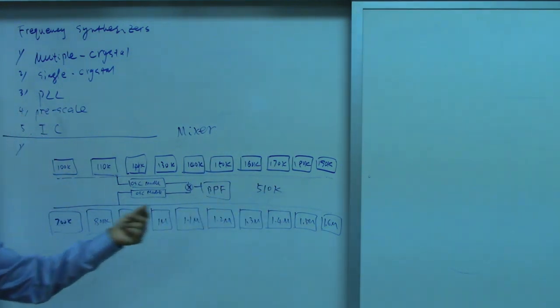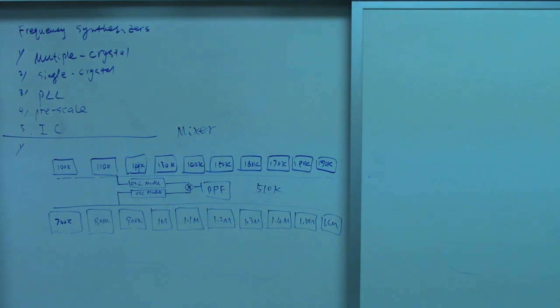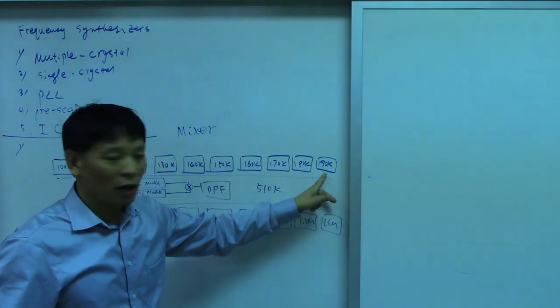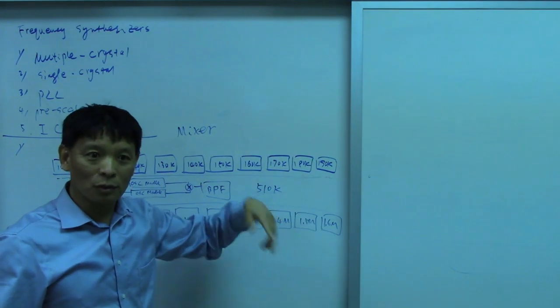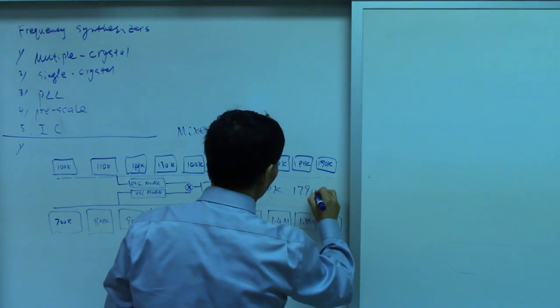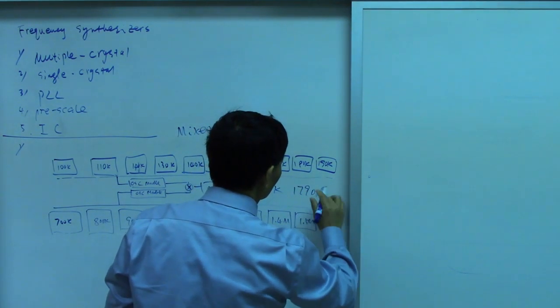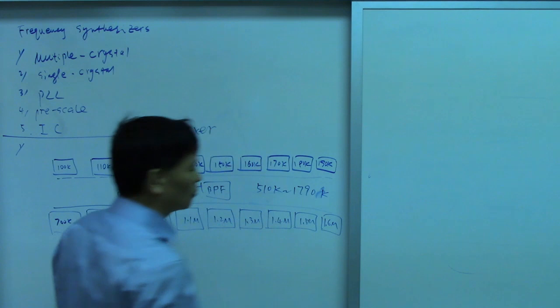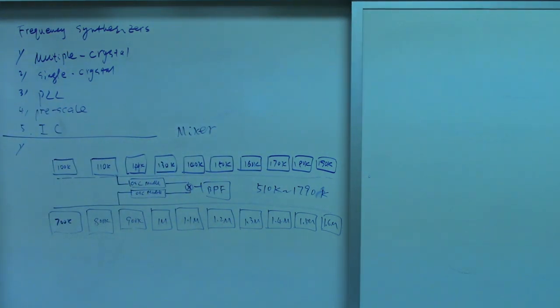Then what is the maximum frequency that can be generated here? 1.6 million plus 190. This one plus this one, right? Because we want to use the addition here. So the maximum will be equal to 1790 kilohertz. Alright, so this is the output range of this multi-crystal frequency synthesizer with a step of 10K.